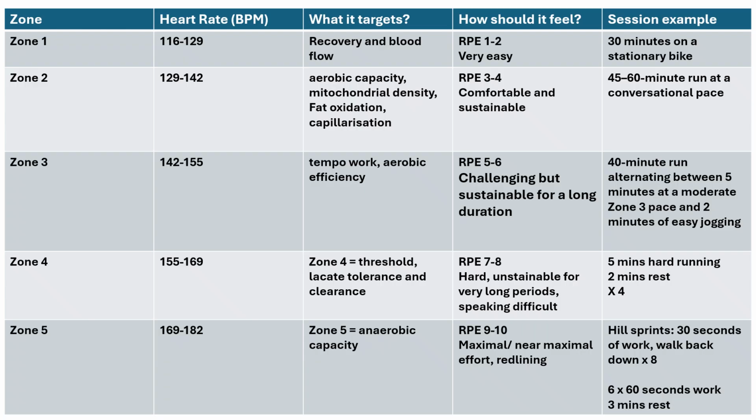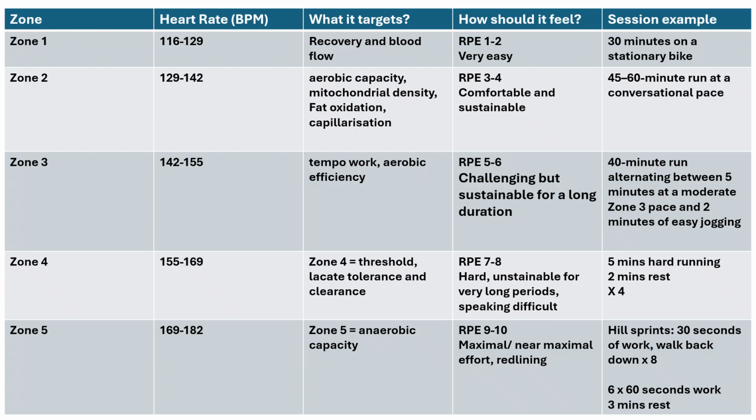Zone 3, 142 to 155 beats per minute. This is your tempo work and aerobic efficiency. RPE 5 to 6, challenging but sustainable for a long time. An example session, a 40-minute run alternating between 5 minutes at moderate, zone 3 pace, and 2 minutes of easy jogging. Zone 4, 155 to 169 beats per minute. This targets your threshold, lactate tolerance, and clearance. RPE 7 to 8, hard, unsustainable for very long periods, and speaking should be difficult. An example session is 5 minutes hard running, 2 minutes rest, times 4.